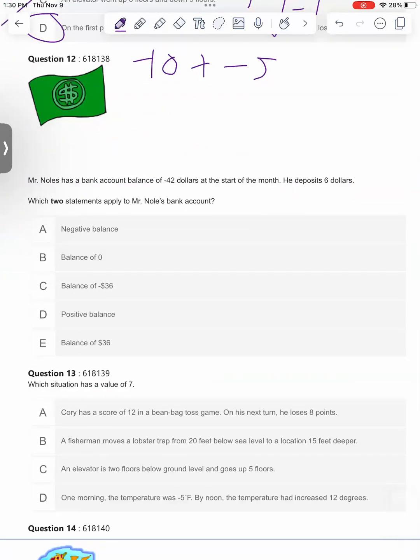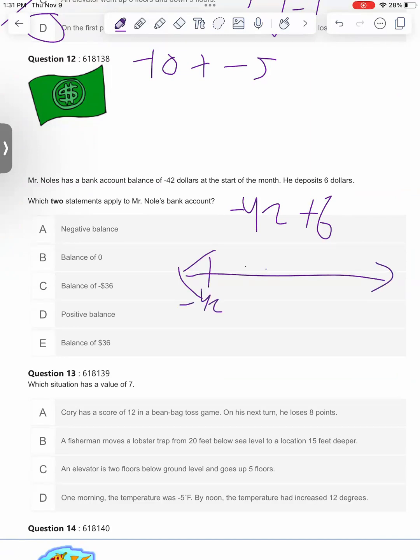All right. Number 12. Mr. Knowles has a bank account balance of negative $42. He deposits $6. So negative 42 plus 6. So if you're over here at negative 42, right, and you go back 6, negative 41, 40, 39, 38, 37, 36. So he's going to be at negative 36. You can just count back toward zero over here somewhere. Okay, so you could just do it like that. So he still has a negative balance, and his balance is negative $36.